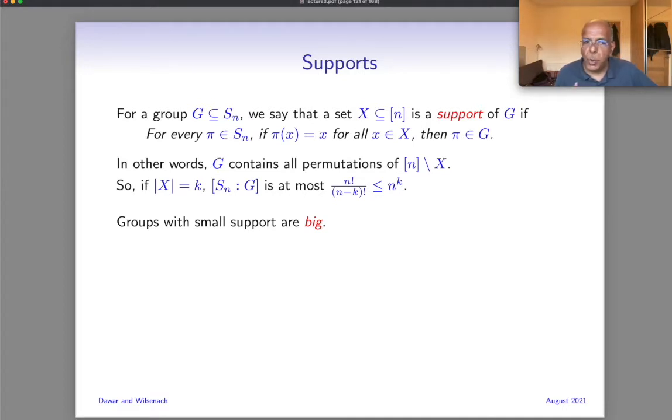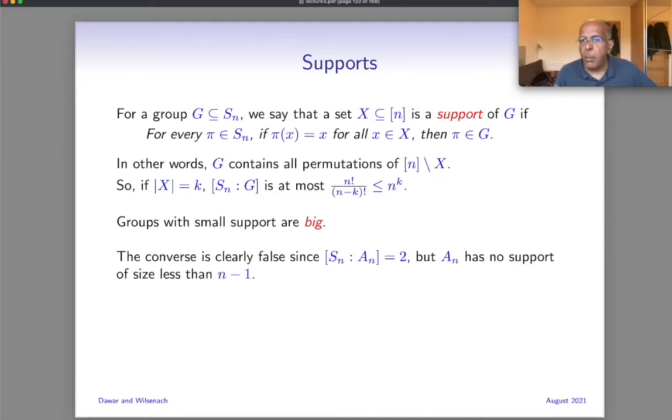In brief, groups with small support are big. And remember, we know that in the circuits we are after, polynomial size circuits, all gates have stabilizer groups which are big. But the converse of this is false. We have big groups which do not have small support.